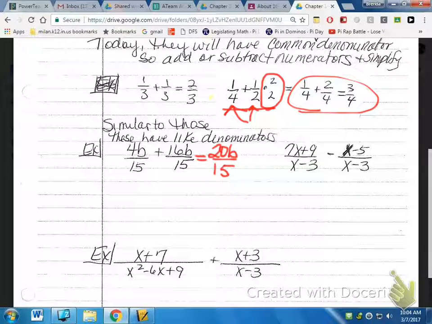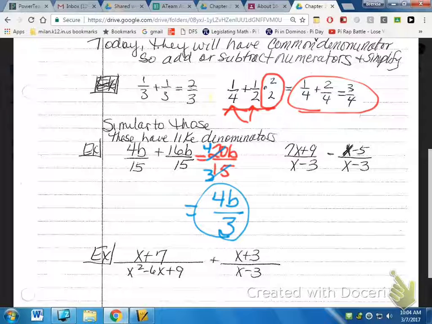Now, just like anything else, you should always look to simplify. And 20 and 15 have a common factor of 5. Divide 5 out of both of those. You're left with 4 on the top and 3 on the bottom for a final answer of 4b over 3. Questions about that?